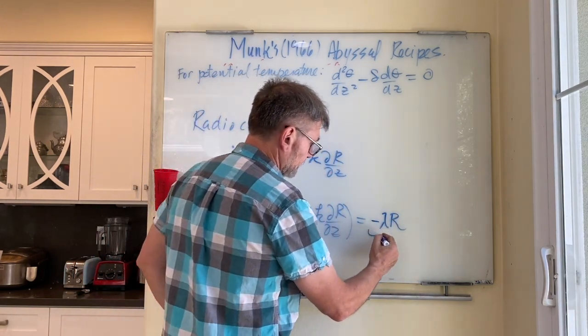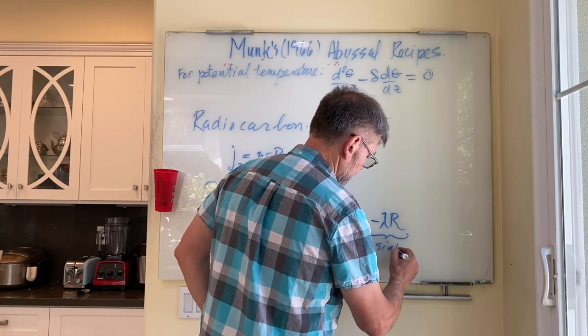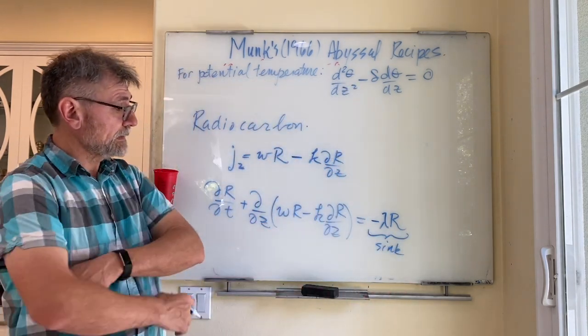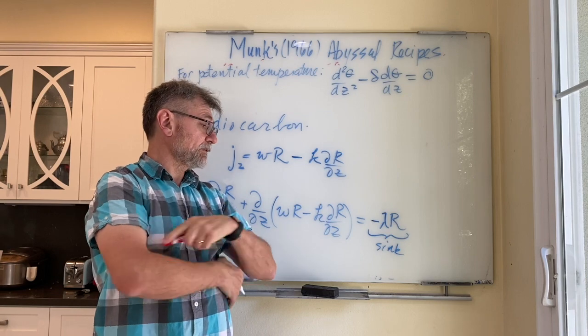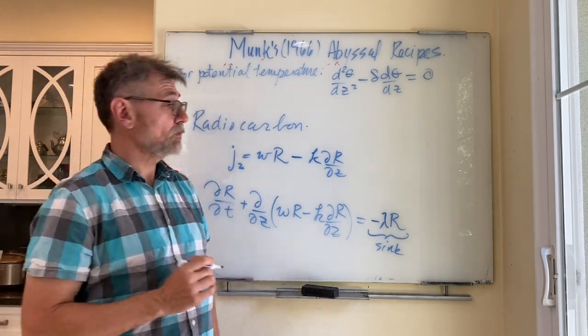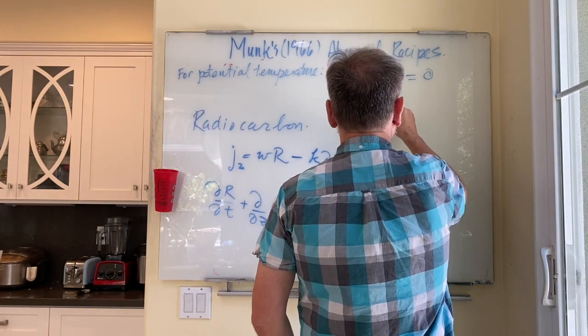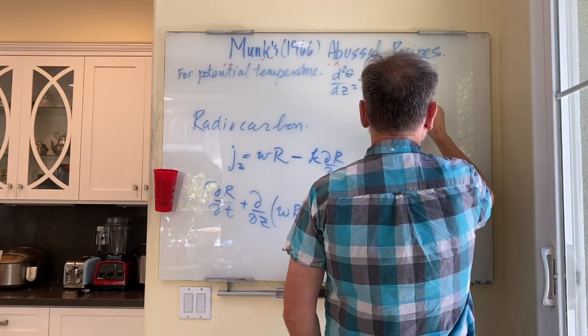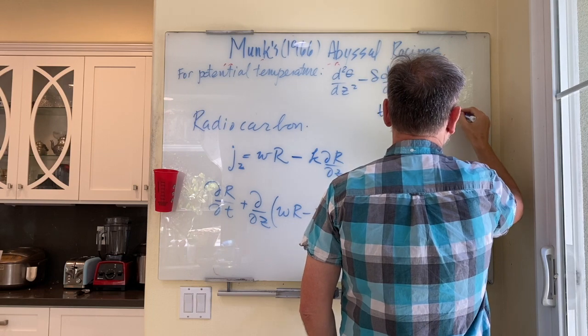So this is the sink term. And lambda is the loss frequency of radiocarbon. So maybe you know what the half-life of radiocarbon is. It's about 5,730 years, right?